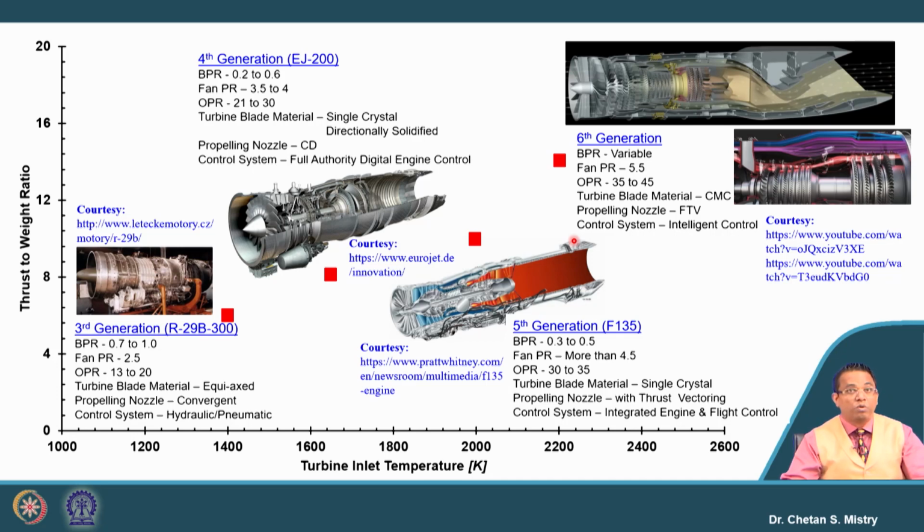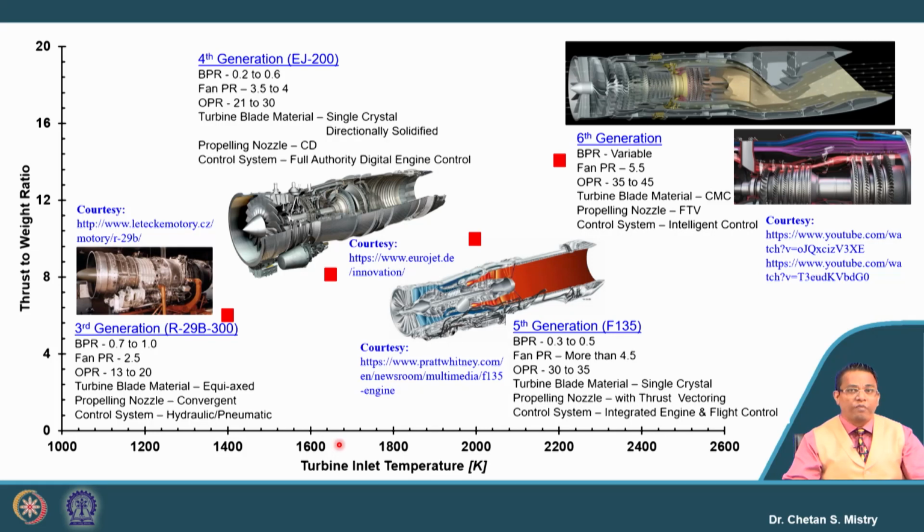So let's look at how we need to understand this military engine. This represents the generations from third generation, fourth generation, and 4.5 generation also comes in between. Then we have the fifth generation and the future engine. Over the generations, the turbine entry temperature is going higher and higher. At the same time, the thrust to weight ratio expectation is also going higher.